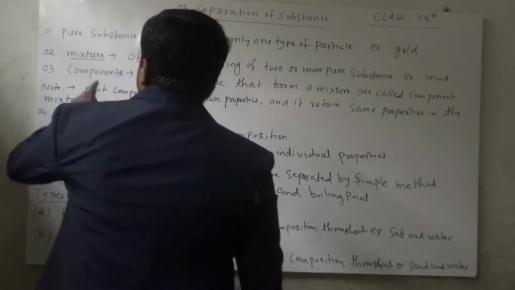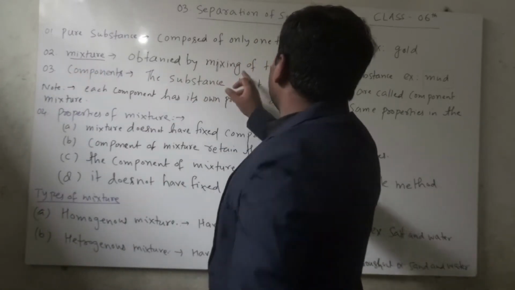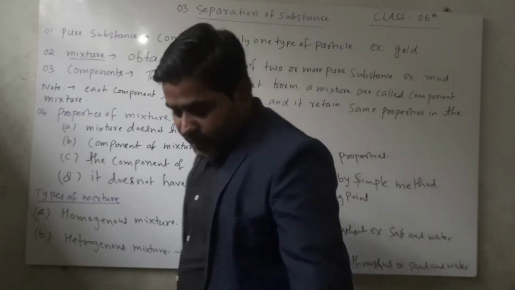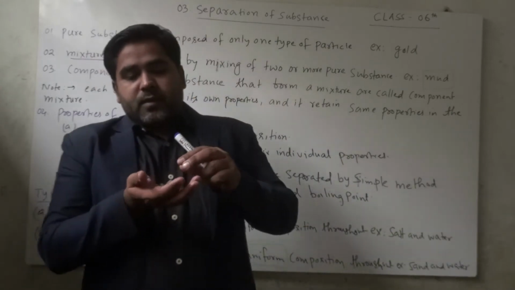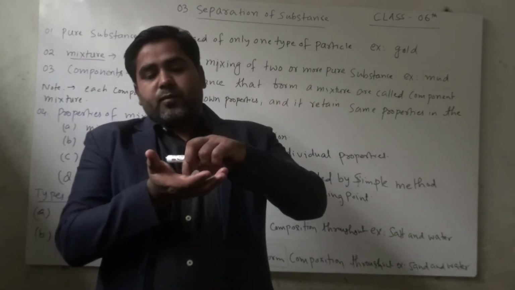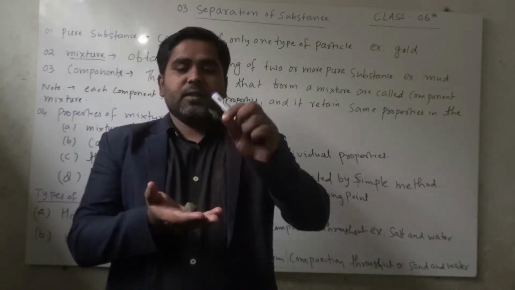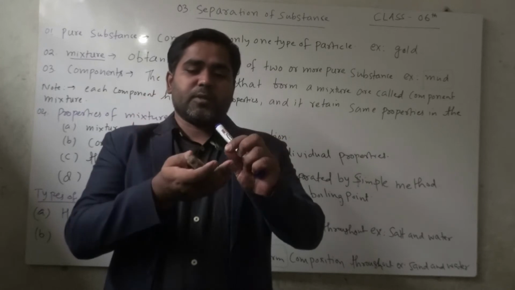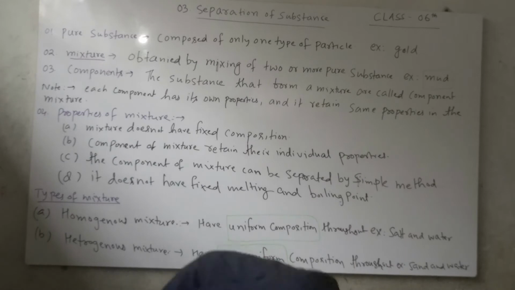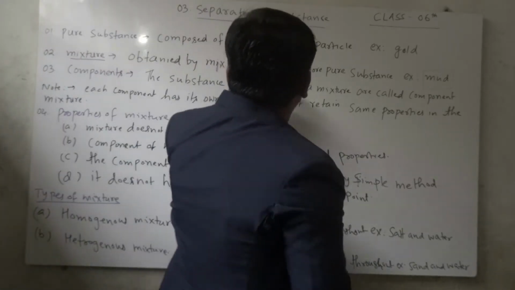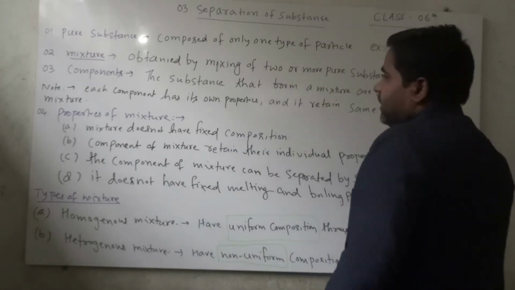Now, in the second part, we are going to talk about mixture, obtained by mixing of two or more pure substances. Means, now you take this stone and this slips. So when you mix both of these, we are able to form a mixture or not. Means this is a pure substance and this is another pure substance, and when we are mixing together, it is becoming a mixture, right? So obtained by mixing of two or more pure substances. You can take a very simple example, that is mud.